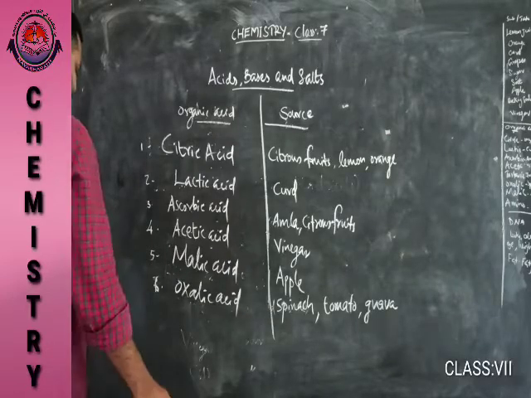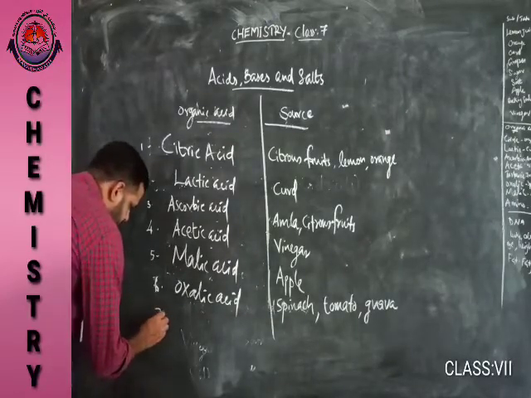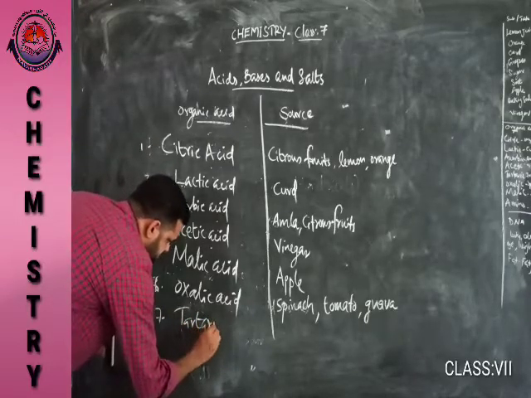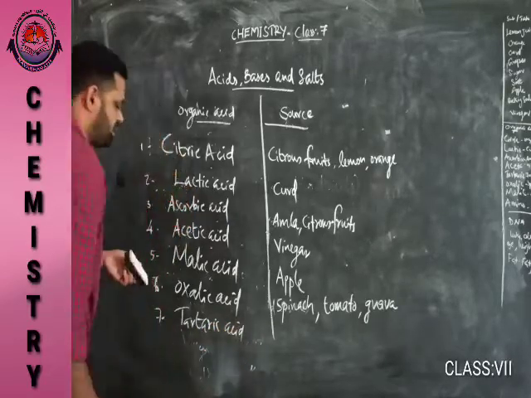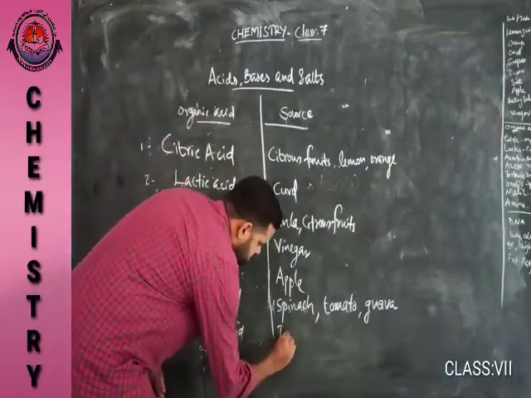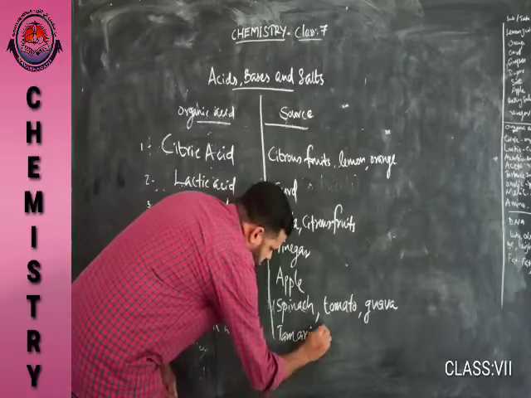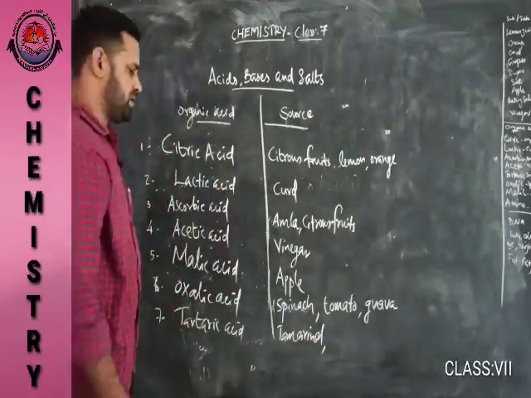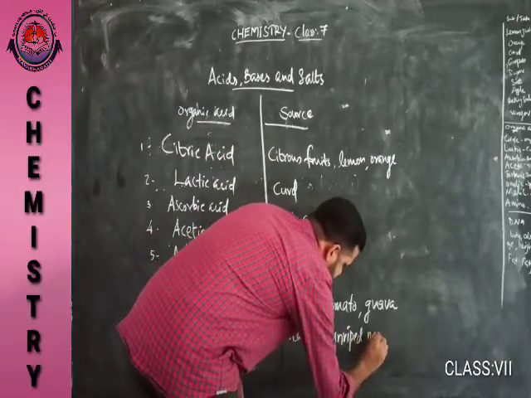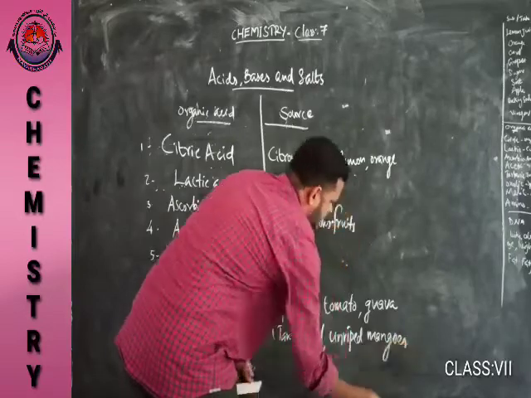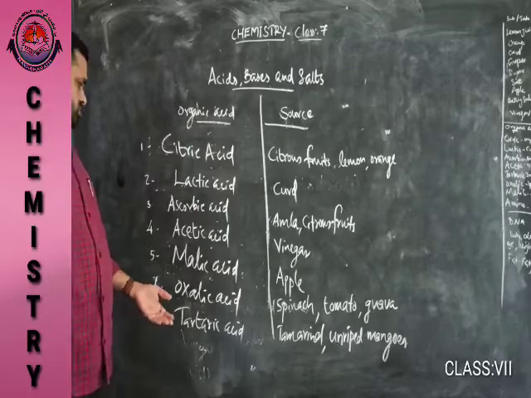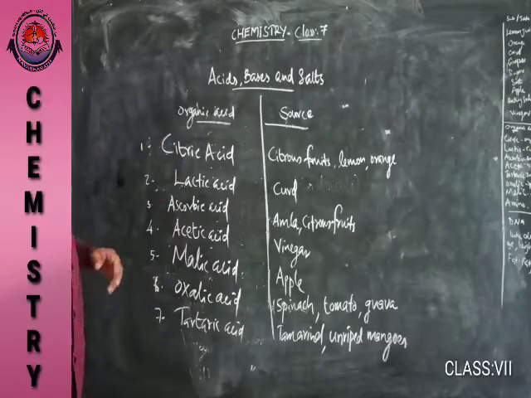Then tartaric acid. Tartaric acid is found in tamarind and unripe mangoes. All these contain tartaric acid. So these are some of the organic acids and their sources.